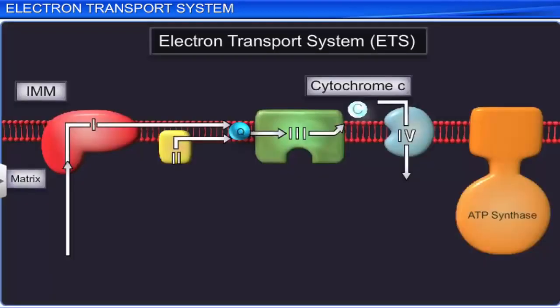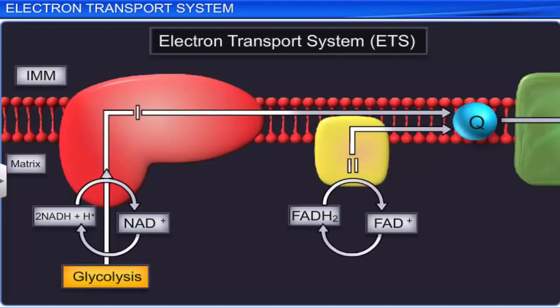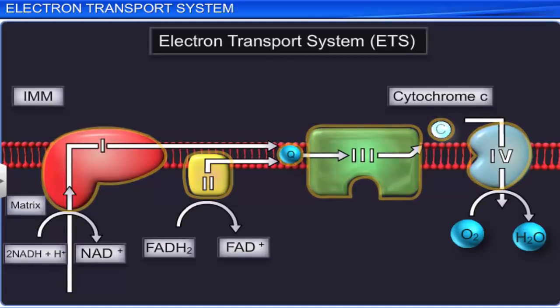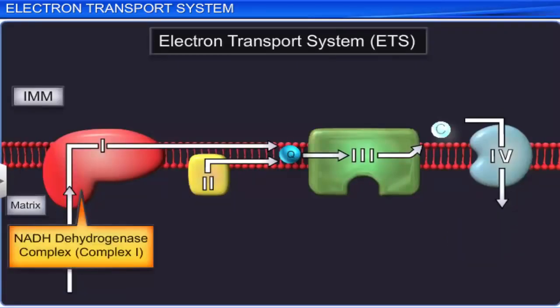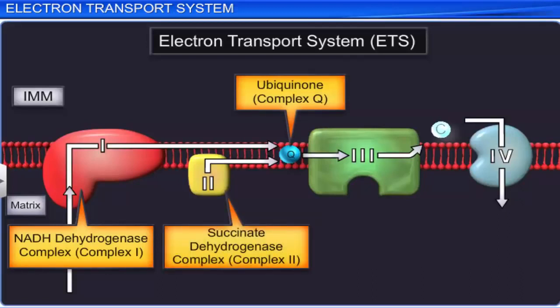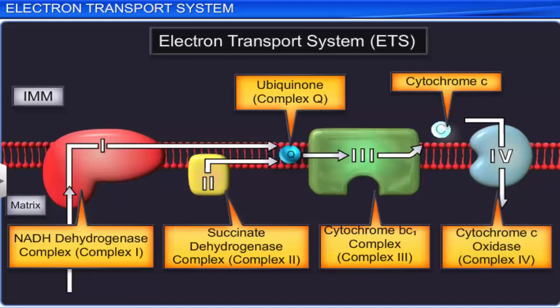ETS serves 3 important functions in aerobic respiration. It regenerates the oxidized form of coenzymes to be used in glycolysis and the Krebs cycle. It transports 2H plus and 2 electrons to oxygen, and it utilizes the energy of the coenzymes in the production of ATP. ETS comprises several electron carriers that include NADH dehydrogenase complex or complex 1, ubiquinone or complex Q, succinate dehydrogenase complex or complex 2, cytochrome BC1 complex or complex 3, cytochrome C, and cytochrome C oxidase or complex 4.